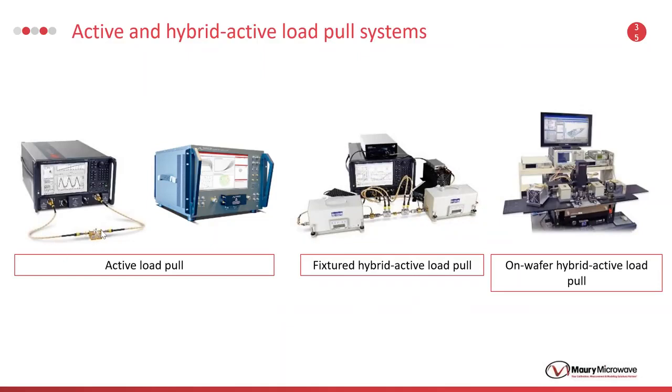These are different active and hybrid active systems. From the simplest solution, using a VNA that has two sources. I have a signal at the input, I have a signal from the output. I use the couplers inside the VNA, because as you know, the VNA has couplers inside. It means this device is very low power, and I can do active load pull. Or I can use the MT2000 from Maury, which has all the capabilities to do active load pull as well.